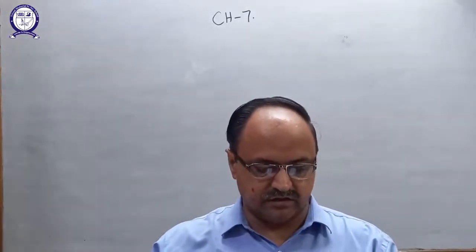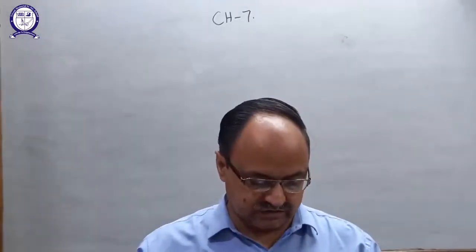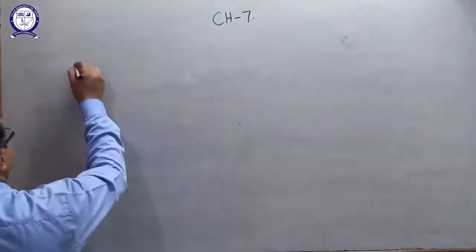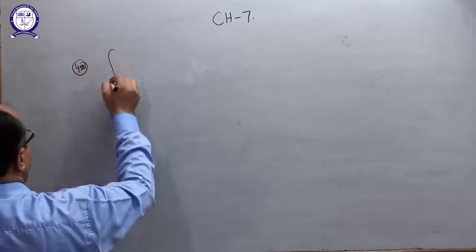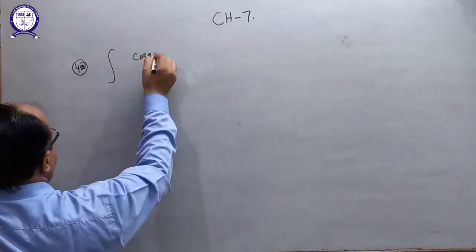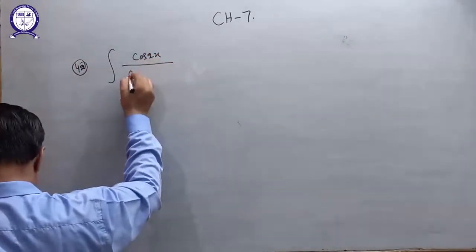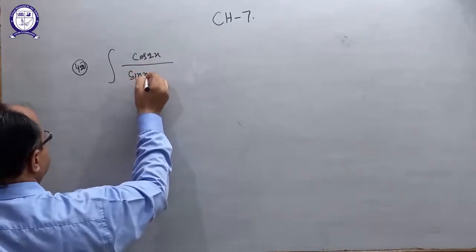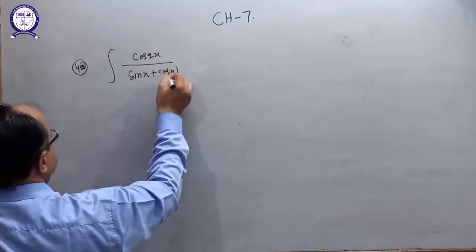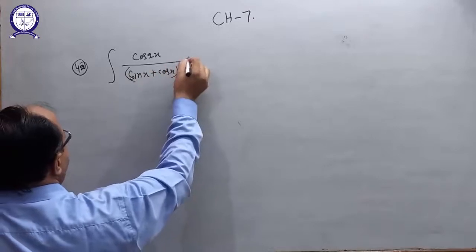Question number 40 is not in our syllabus. Question number 39 you can solve using by parts. Question number 42: integration of cos 2x upon (sin x plus cos x) whole square dx.